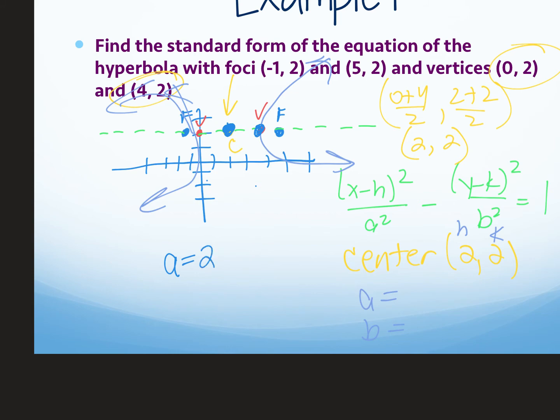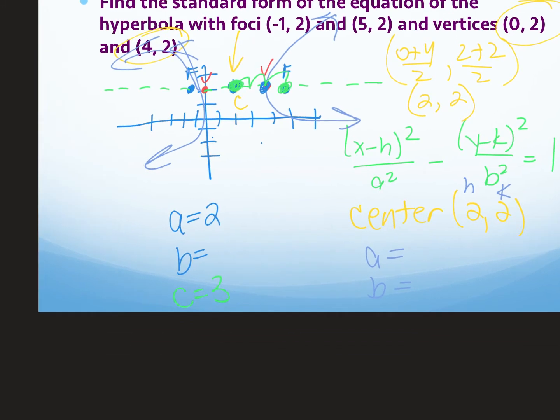Your B value is from the center to the co-vertices. Well, did they give us any information about a co-vertex or anything like that? No. Okay, so let's just go along and see what else we have. Our C value is from the center to the foci. So I know my center is here, and I know my foci is here. If I count, I went 1, 2, 3. So my C value is 3.